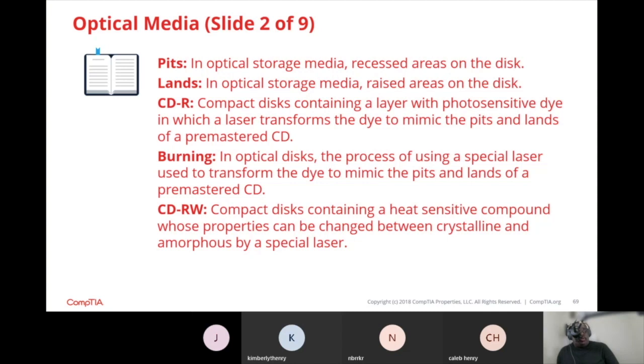Pits, optical storage media, recessed areas, and lands, the raised areas. So CD-R meant that you could record. Burning in optical discs is a process using a special laser to transform dye to mimic the pits and lands of a pre-mastered CD. CD-RW, compact disc containing heat-sensitive compound whose properties can be changed between crystalline and amorphous by a special laser, meaning that it was just rewritable. CD-R, recordable, you can only do it once. CD-RW, you can do it multiple times.